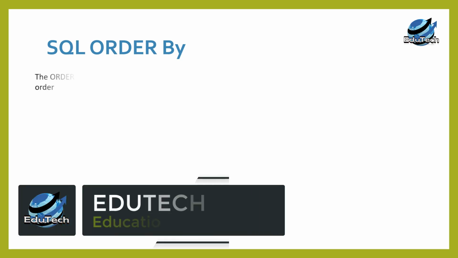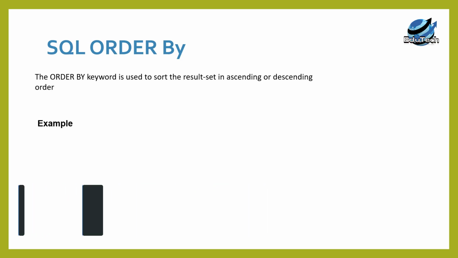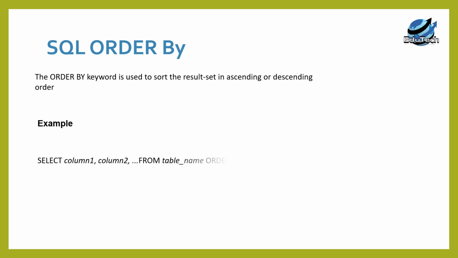SQL order by. The order by keyword is used to sort the result set in ascending or descending order. Example: select column 1, column 2 from table name order by column 1, column 2.